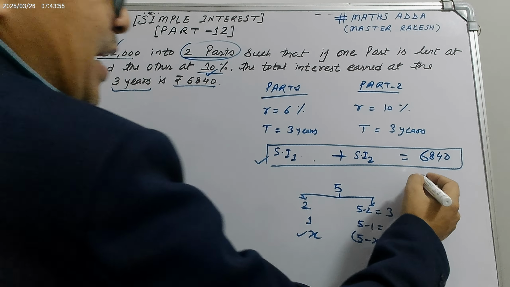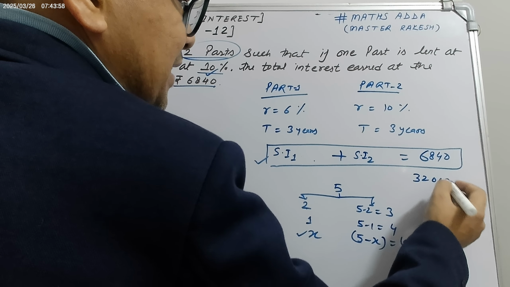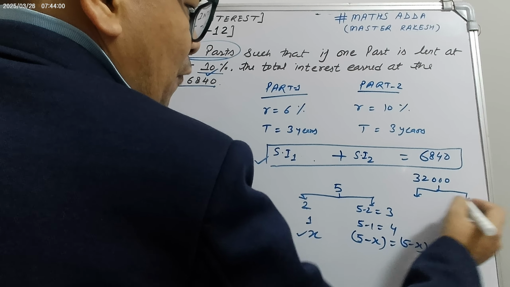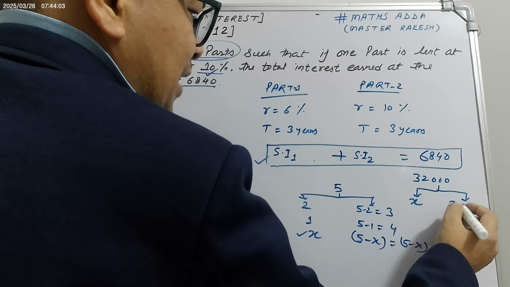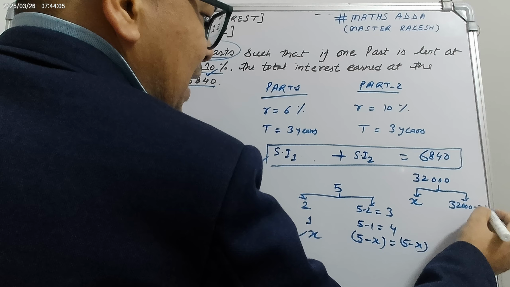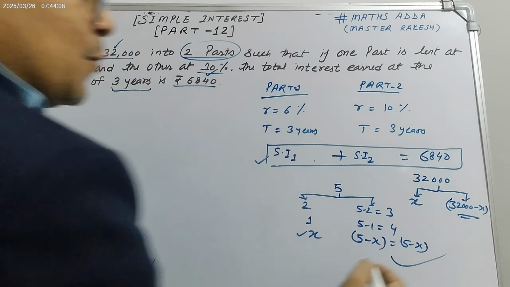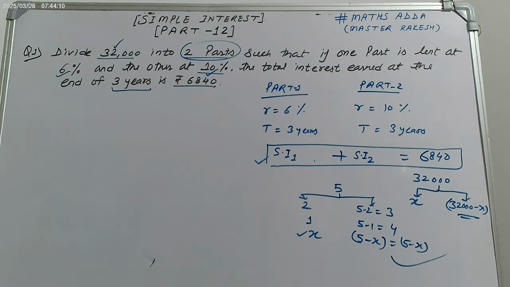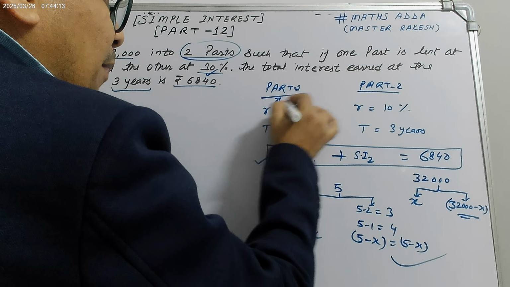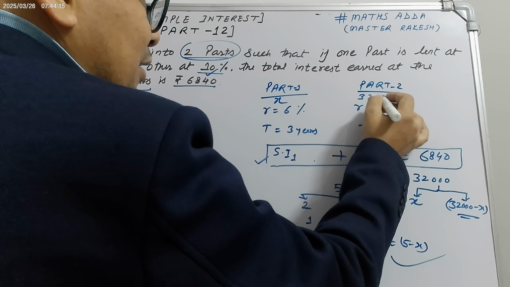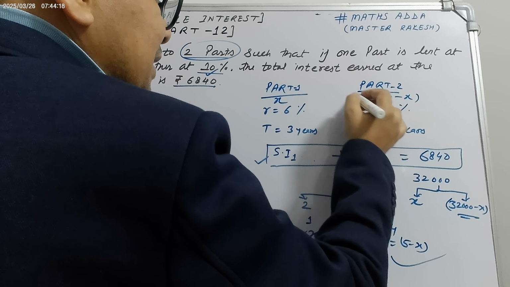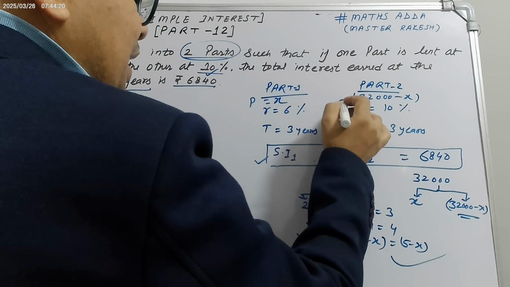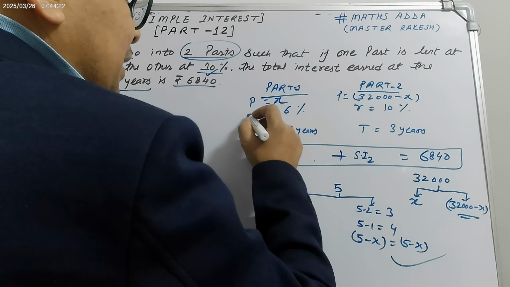Similarly, if you are making 32,000 into two parts, and one part is x, what will be the other part? 32,000 minus x. So one part is x, another part is 32,000 minus x. Now the picture is very clear. This is principal, this is rate, this is t. Find out SI1 and SI2 and add both.